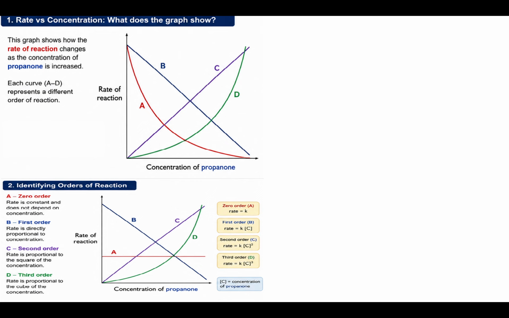C, the line, if we can see, C is the one that is a first order reaction, because a straight line through the origin tells us that it is directly proportional to the concentration. So if we double the concentration, the rate doubles as well. D, if we can see here, represents the second order reaction. Here the rate is proportional to the square of the concentration. So doubling the concentration would increase the rate by a factor of 4.